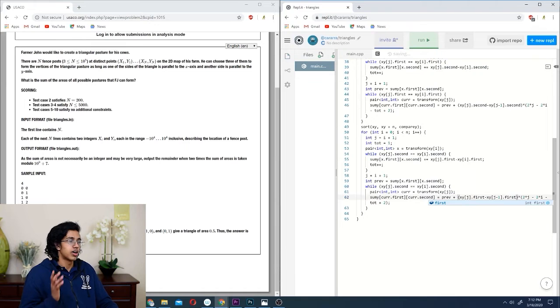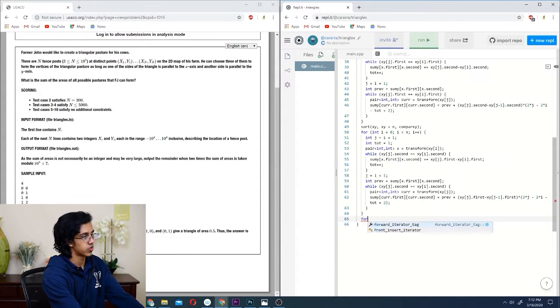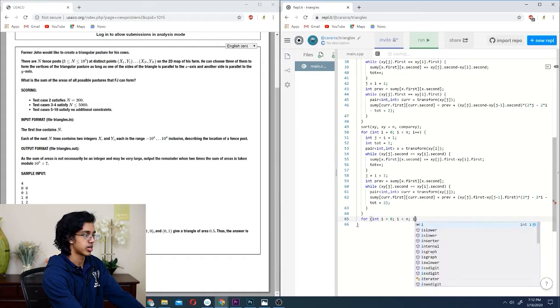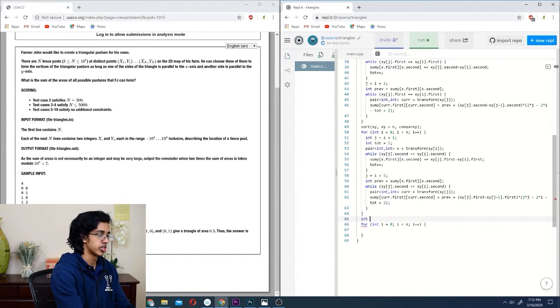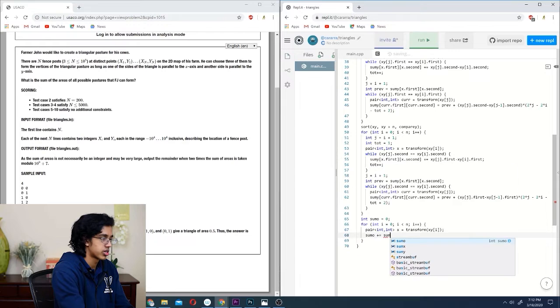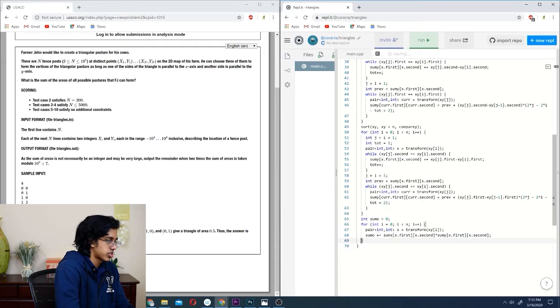Okay, so now we have the sum x and sum y for all of our points, and now we just gotta go through each point and multiply the two. So we go for int i equals 0, i less than n, i plus plus, and we'll have a running total, so int sum o is equal to 0. And then we'll do sum o plus equals, actually let's just get the parent transform x, y, i, and then sum o plus equals sum x of x dot first, x dot second, times sum y of x dot first, x dot second, and then we just print out this at the end.